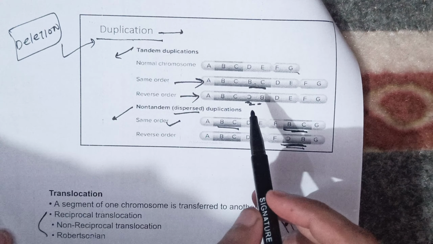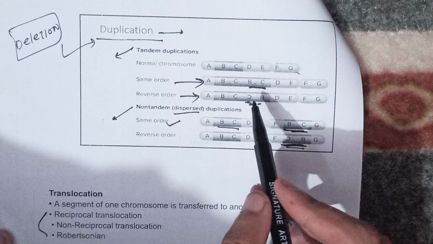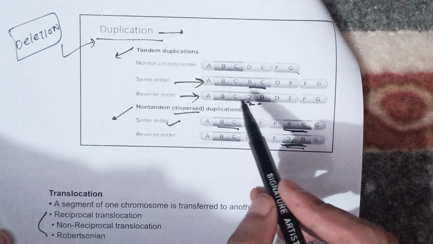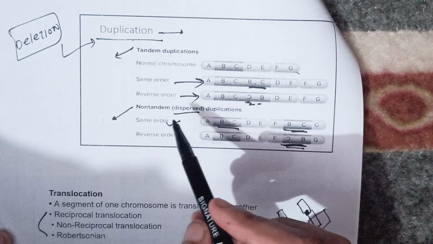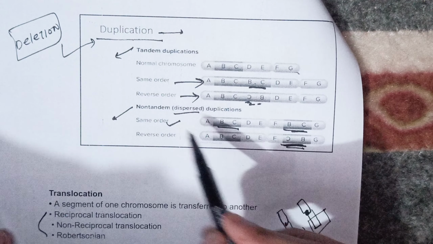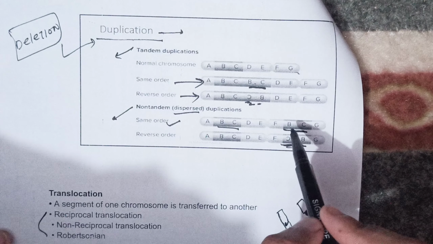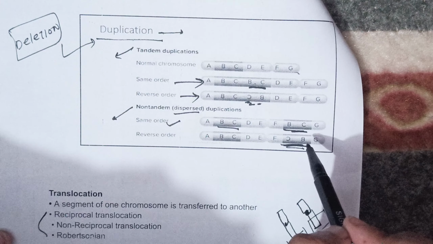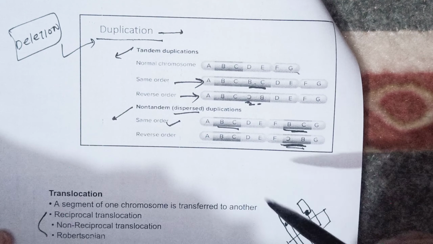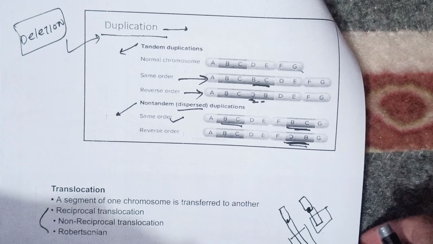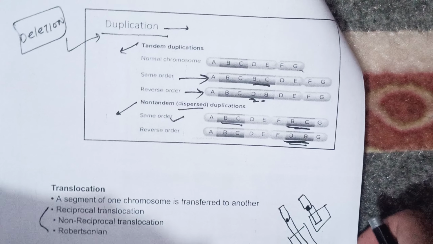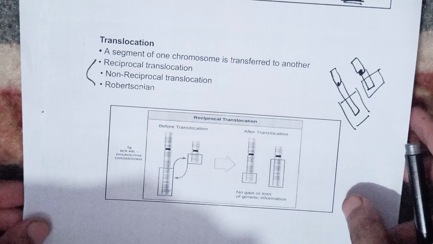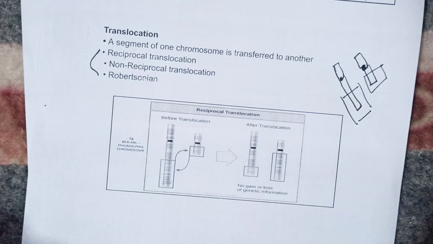Why do we call it reverse order? Because the arrangement is reversed. And why do we call it tandem? Because it is present just adjacent to the normal one. The same is the case for non-tandem duplication. It is called same order when present in the same order, and if it is reversed, that is first C and then B, it is called reverse order non-tandem duplication. I hope you are clear with this term of duplication, beta. So firstly I told you about deletions and their types, then duplication and its types. Now is the translocation, beta.